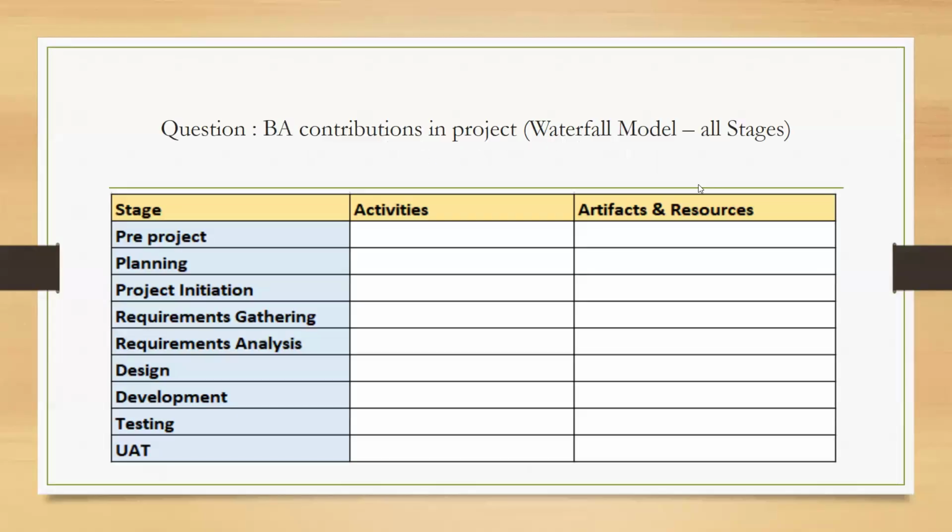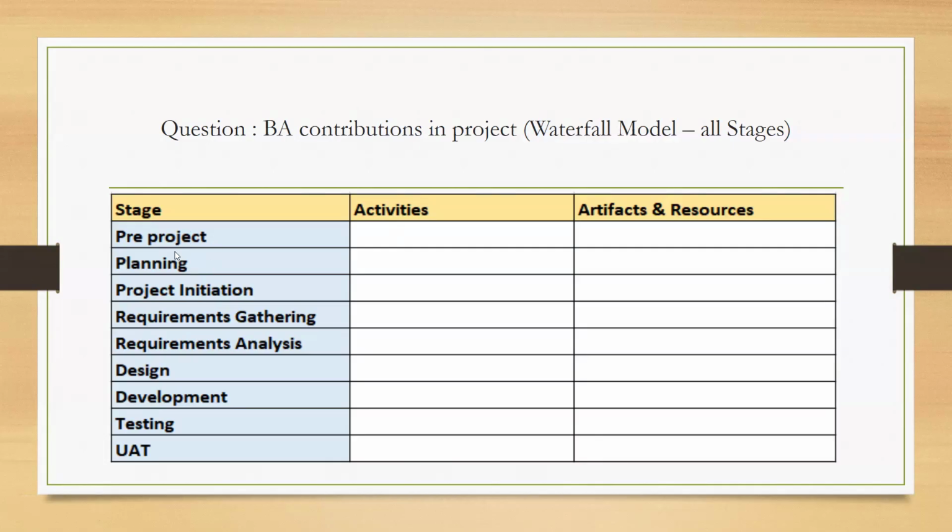The next question is all about the contribution of a BA in the overall project. That is the waterfall model, which you know consists of several stages. First is pre-project planning, then the project is initiated, and then come the main parts: requirements are gathered, then analyzed, then the design part comes, followed by development, testing, and the UAT process. As you all know, waterfall is a sequential model, where until one step is completed we cannot go to the next.